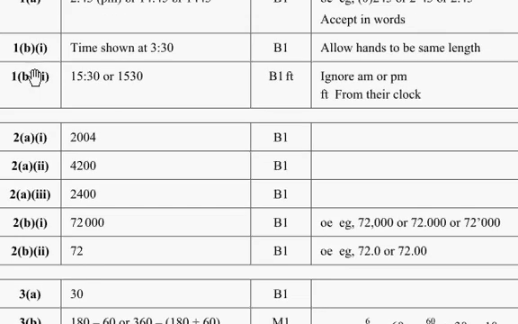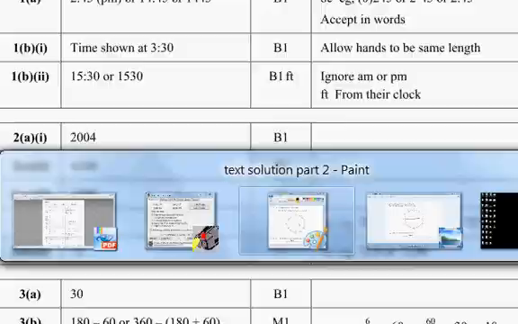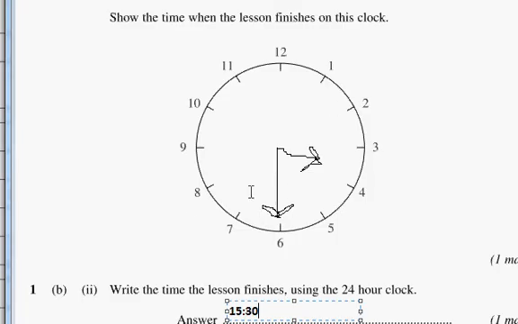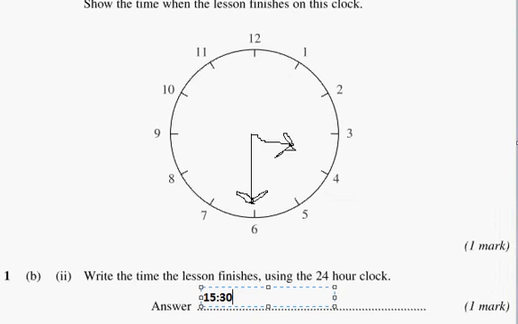So question 1, part B, part 2, 15:30 or 1530 without the colon. So you would still get 1 mark even if you forgot the colon. And it says you would still get 1 mark if you wrote down the wrong answer on this clock here. Now you wouldn't get 1 mark for that part of the question, but if whatever you drew on this clock, even if it was incorrect, you correctly wrote down in the 24-hour clock what time you had drawn, you would still get 1 mark. So give yourself 1 mark for that if you have.